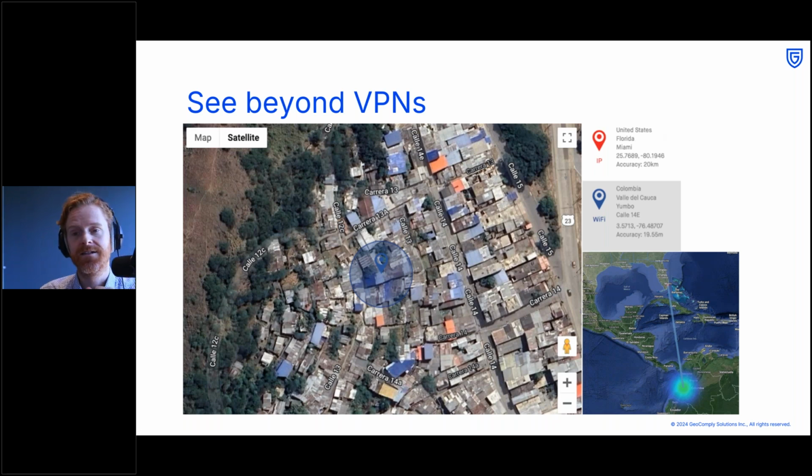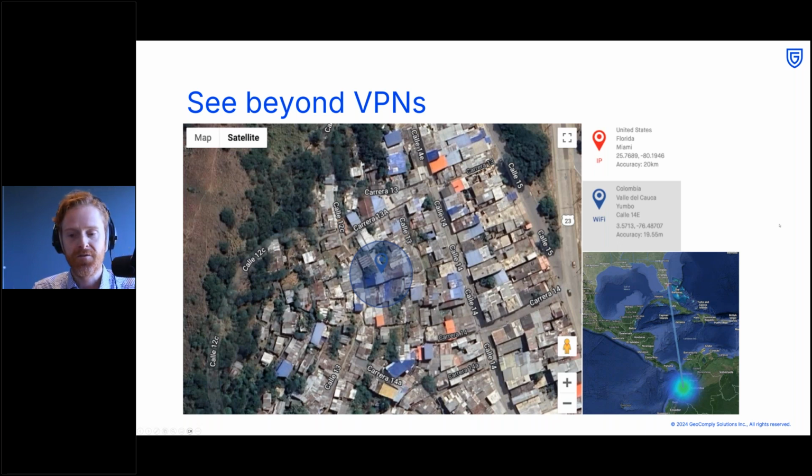The reality, when we look at the device and we see the Wi-Fi networks that this device sees, we can determine that this person is actually in Colombia, in the Cali suburbs. You can see the distance here between where the person tries to be in Miami all the way down to Colombia, where they're actually operating from.